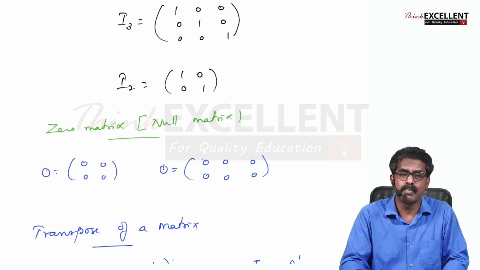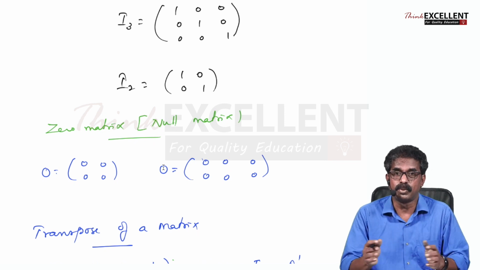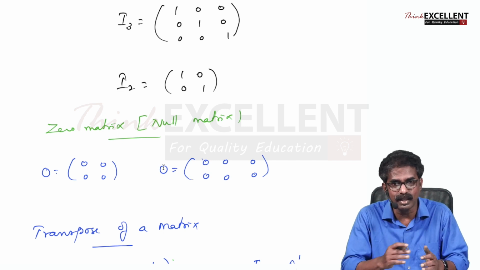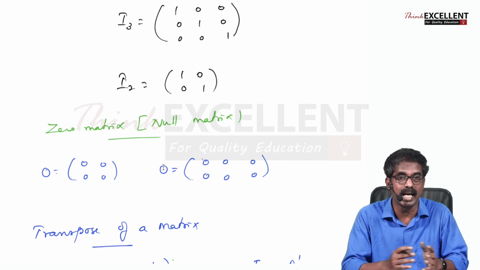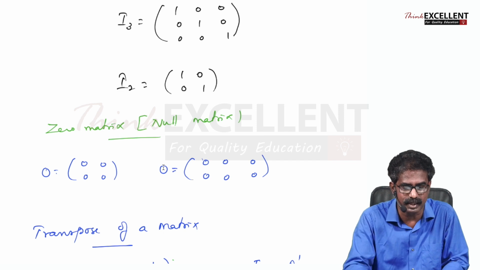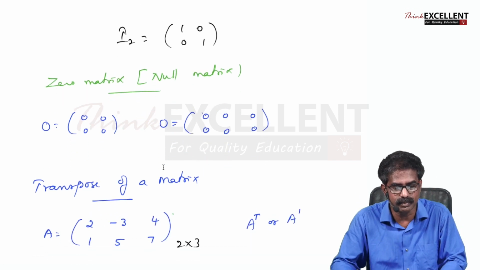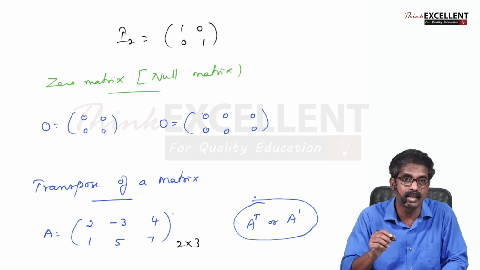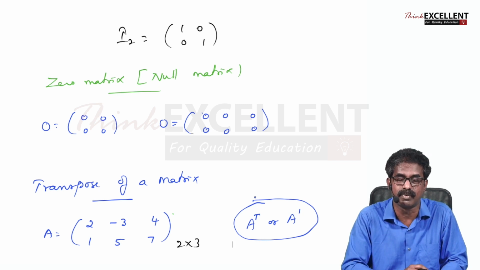Then transpose of a matrix, very simple thing, right? Transpose. What is transpose? Interchanging rows into columns and columns into rows. You are interchanging rows and columns. That is the transpose of a matrix. Suppose A is a matrix, 2, minus 3, 4, 1, 5, 7. Transpose of a matrix we denote like this, A power T or A dash.